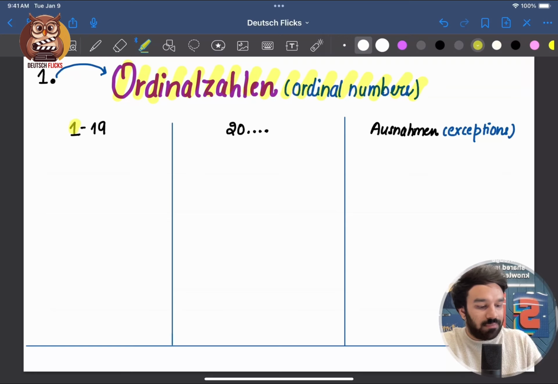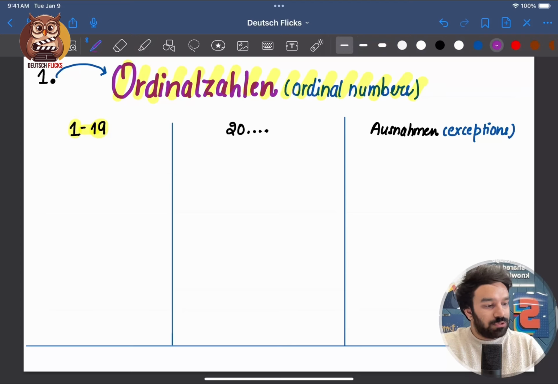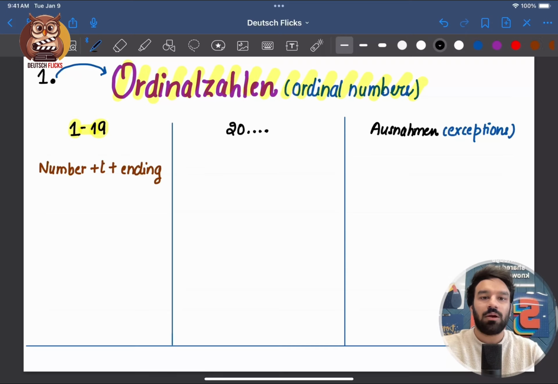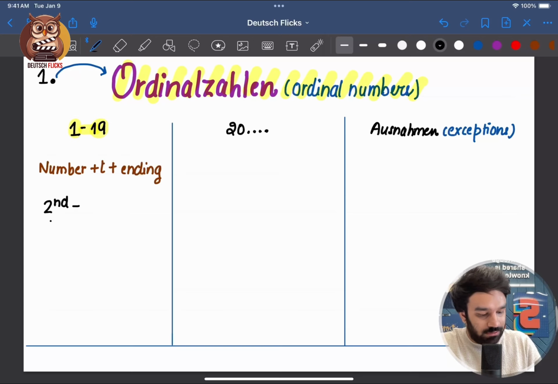Let's discuss numbers from 1 till 19. They follow this rule. You have to write the number, you have to end it with T, and after that, there will be some ending. So I'll write a few numbers. Let's take 2nd, 5th, 10th, 18th and 19th.